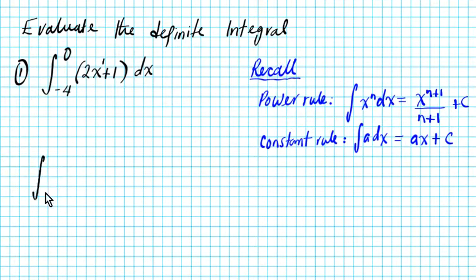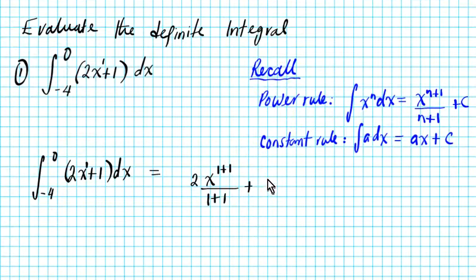So let's rewrite the problem. Integral from -4 to 0 of 2x plus 1 dx. This is going to become, factor out the 2, and then when you integrate x, you have x to the 1 plus 1 divided by 1 plus 1. You have power plus 1 divided by power plus 1. That's for the 2x component. And then we're going to use the constant rule for 1. This is a constant, so you just throw in an x behind the 1, so it's just 1x.